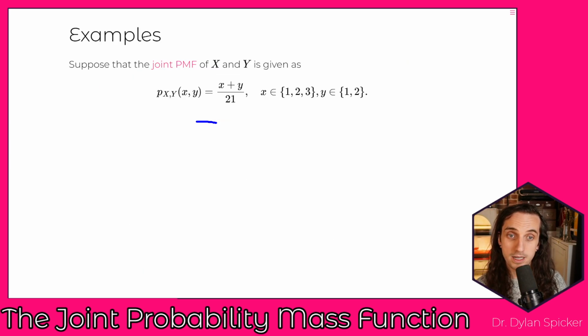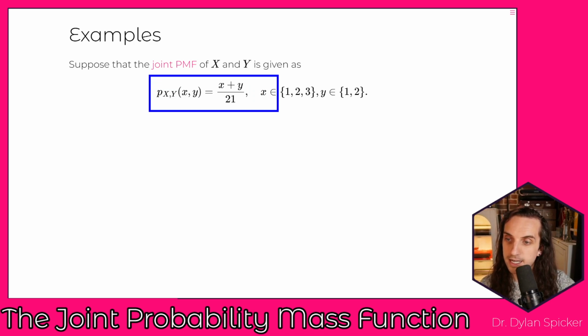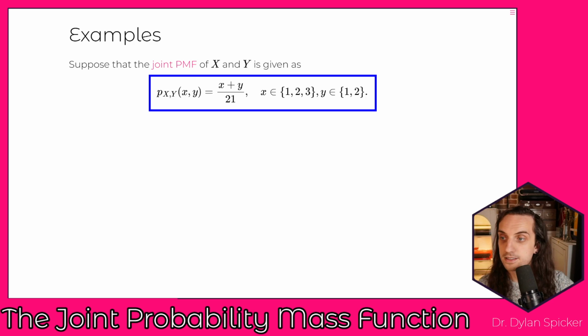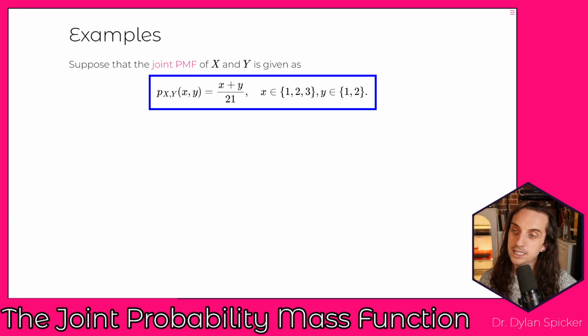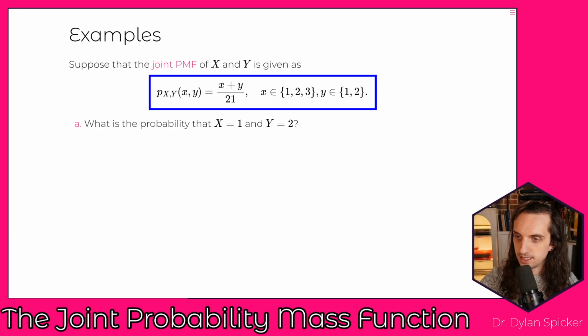So as an example here, suppose that we have the joint probability mass function of x and y given to us by this expression here. So we have that the probability is going to be x plus y divided by 21, and this is going to be defined as long as x is a value of 1, 2, or 3, and y is a value of 1 or 2. So what is the probability that x is equal to 1 and y is equal to 2?